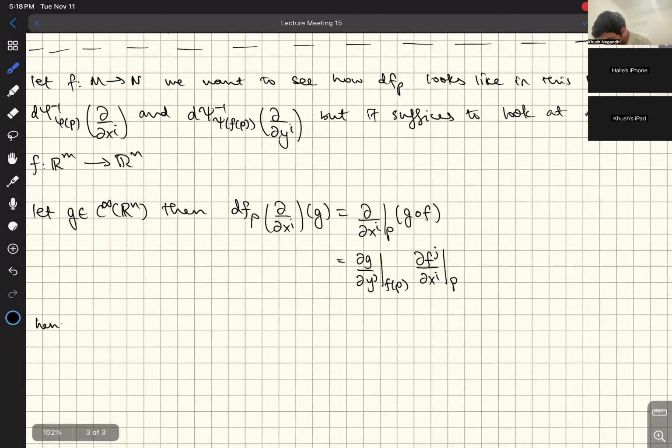Hence, df of P is just the Jacobian. It's the usual Jacobian matrix that we've seen. You can now use this to look at the coordinate representations of the various tangent vectors that we've seen in physics, such as partial r, partial theta. All of that is outlined in the meeting notes, so you can check that out.